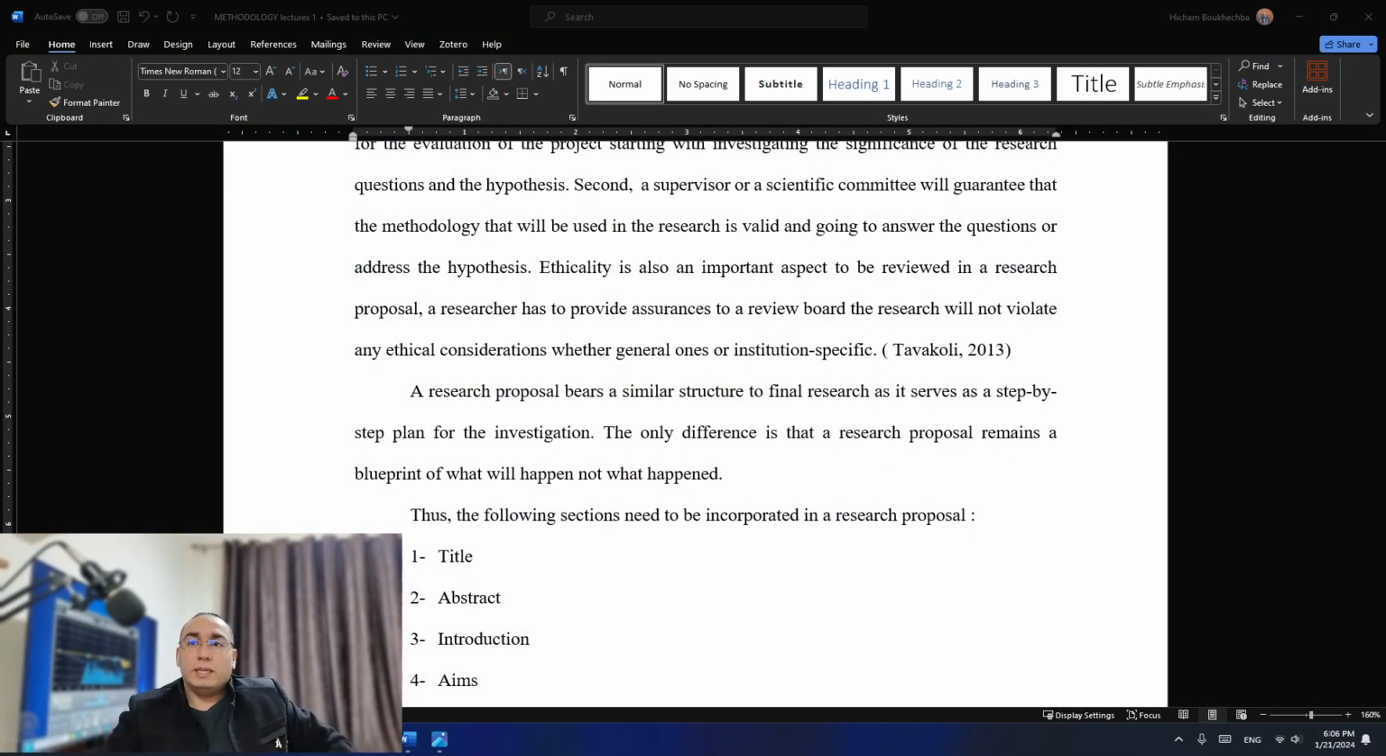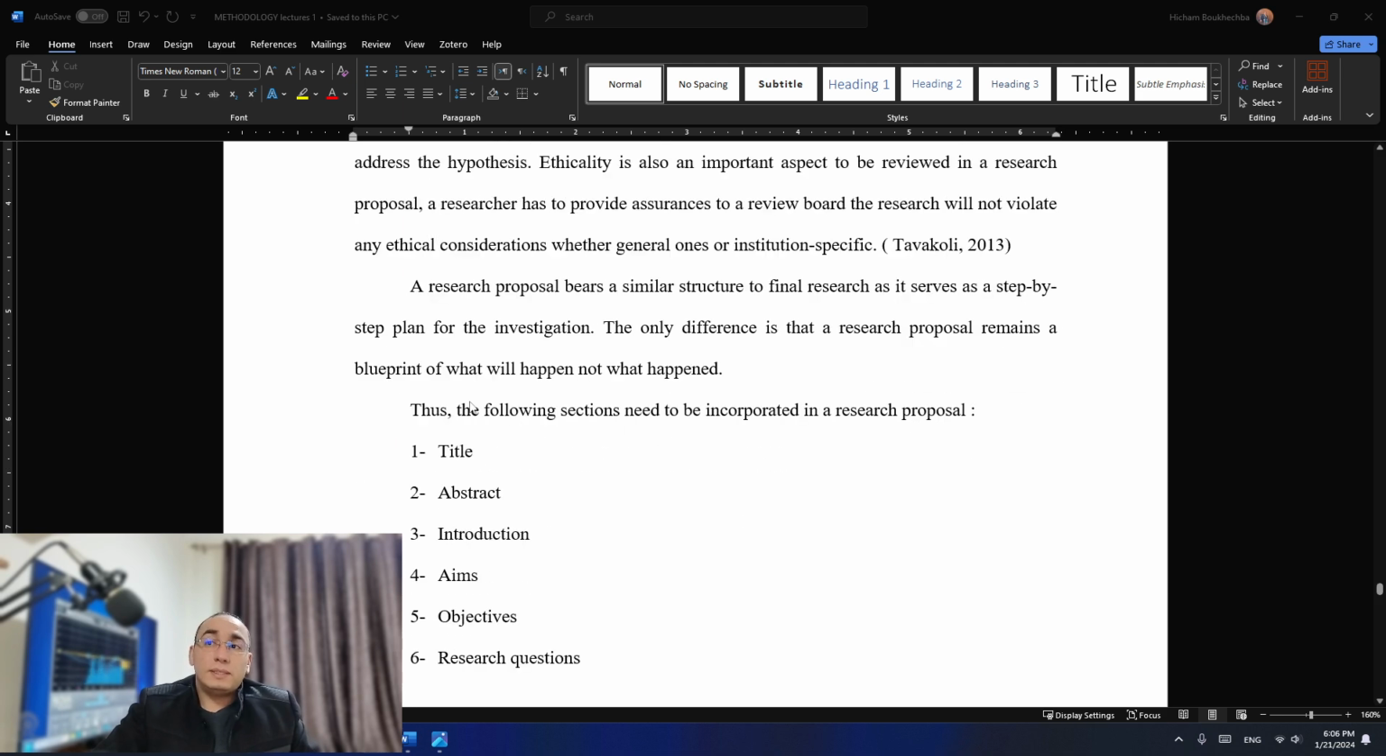So what do we need in a research proposal? What are the elements we need? A research proposal bears a structure similar to the final research. It serves as a step-by-step plan for the investigation. The only difference is that a research proposal remains a blueprint for what will happen, not what happened.